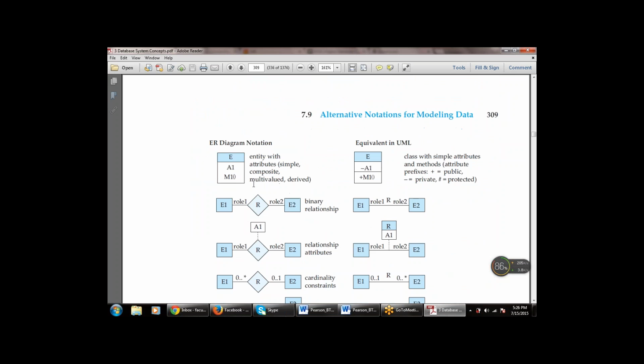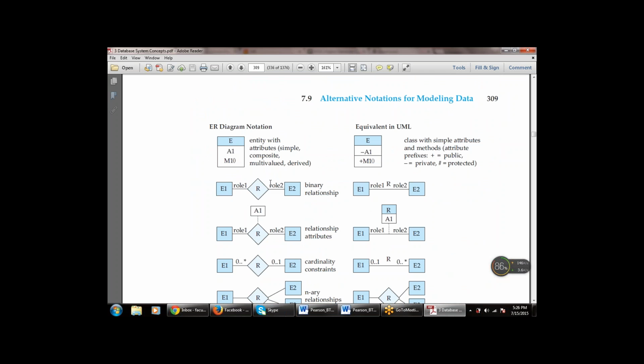So this is the ER diagram notation: the entity with its attributes, that is, a single attribute, composite attribute, multivalued attribute, and the derived attribute. Then there is a role, that is role 1, role 2, for a binary relationship. There is a relationship attribute, and there is also a cardinality constraint available.